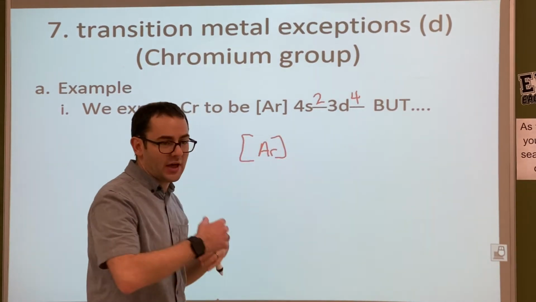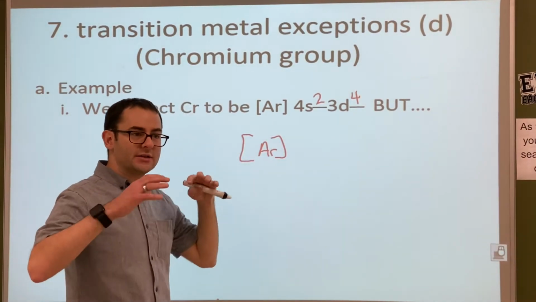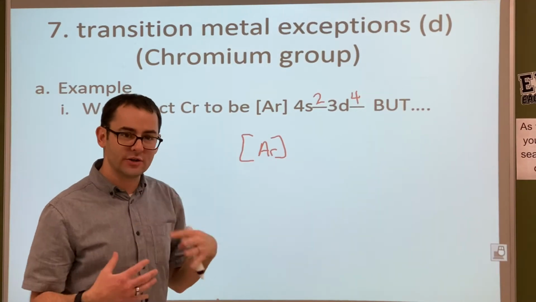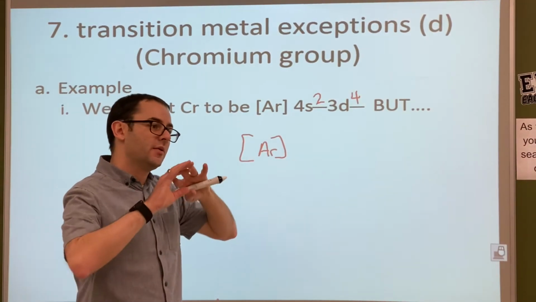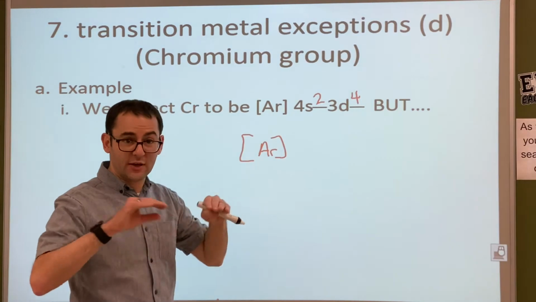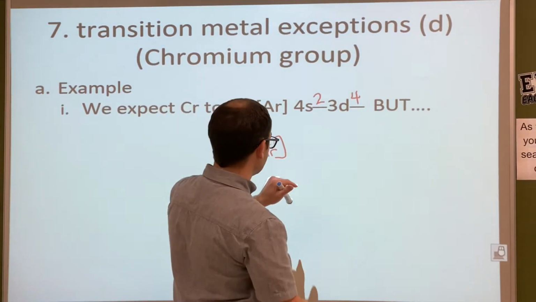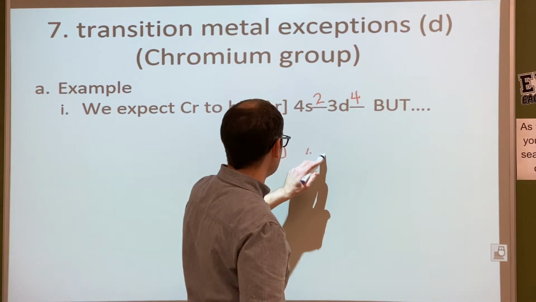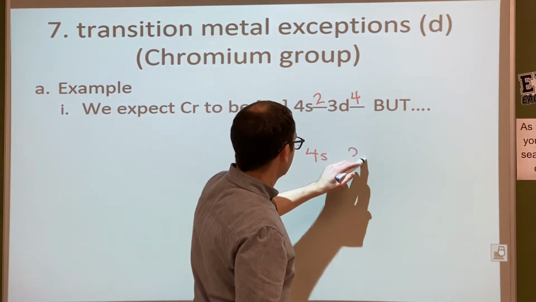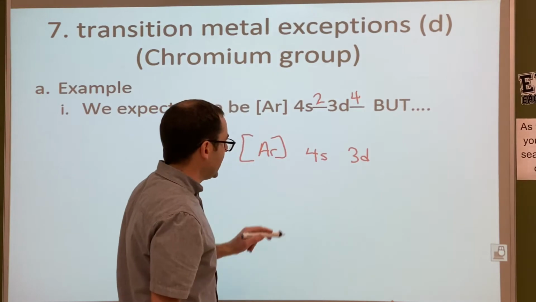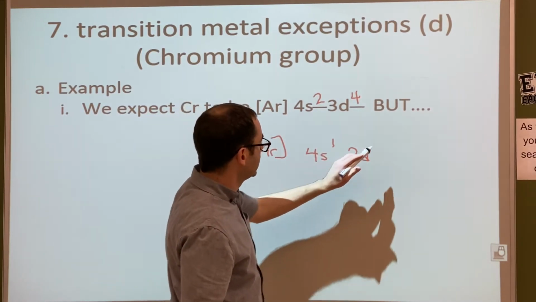It has to do with energy, all right, and stability, but mainly like energy. Like these electrons, they want to be in the lowest energy level that they can be in, and they want to be spread out from each other. So what actually happens here is instead of it being 4s2, 3d4, it ends up being 4s1, 3d5.